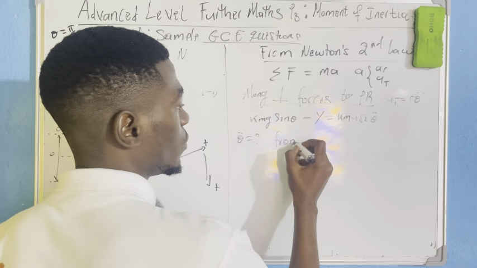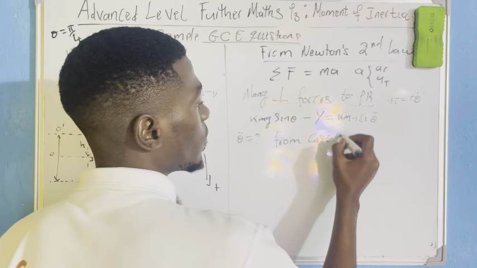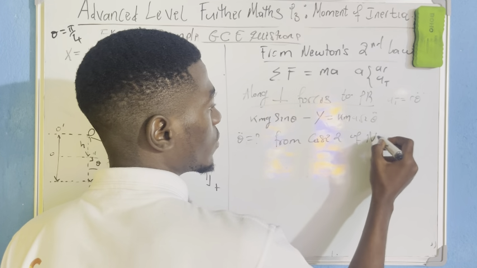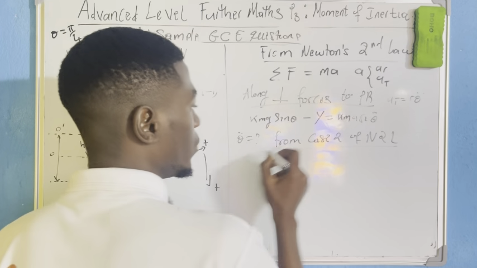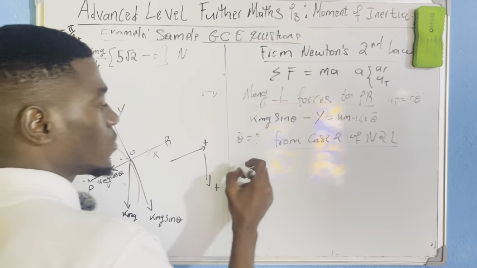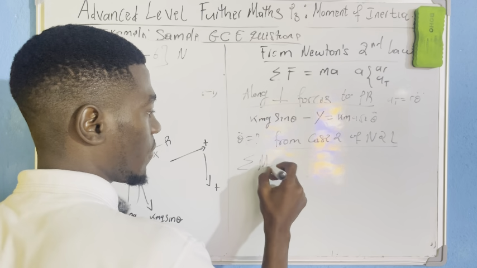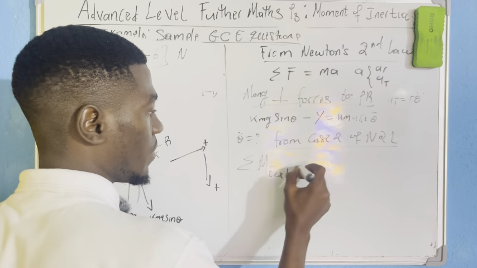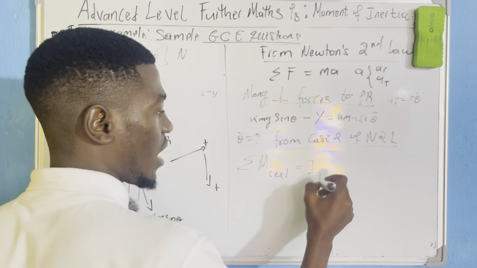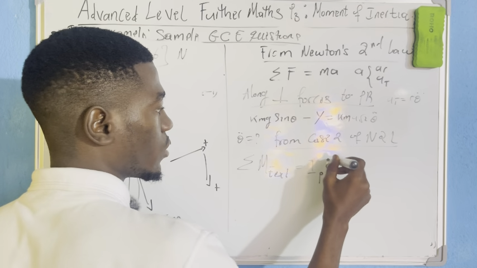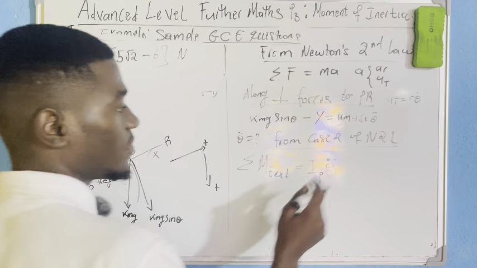So from case 2 of Newton's second law, you see that what? Case 2 says the summation of moment of external forces acting on the lamina will be equal to what? The moment of inertia about the pivot P, theta dot. Are you seeing where theta dot is coming from? It's from there that we can calculate it.